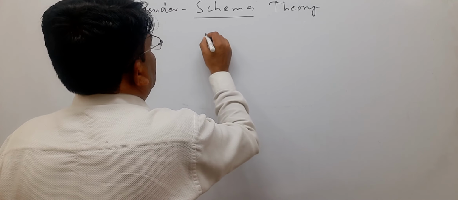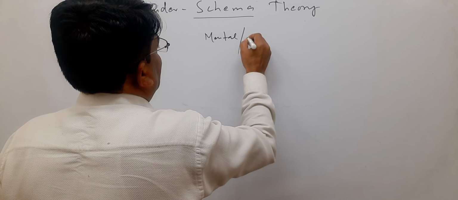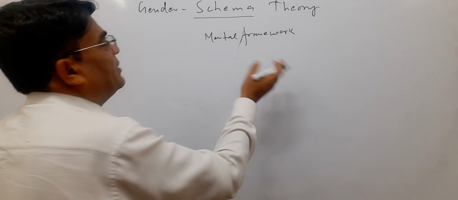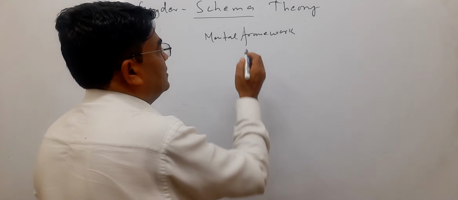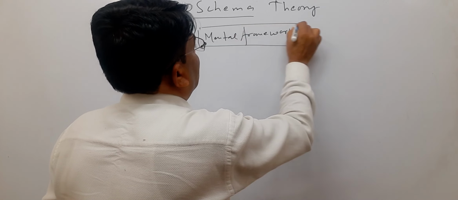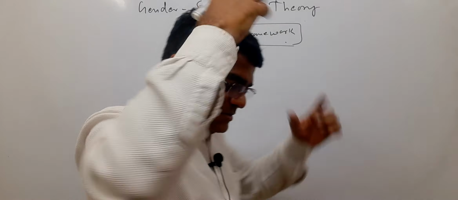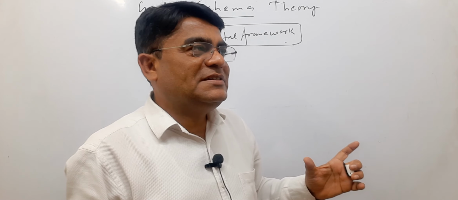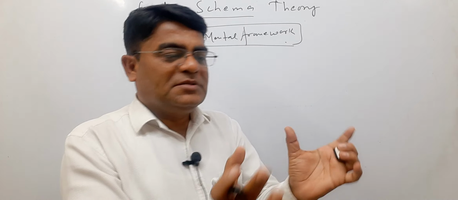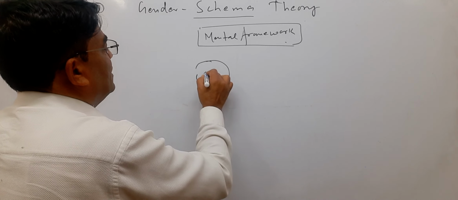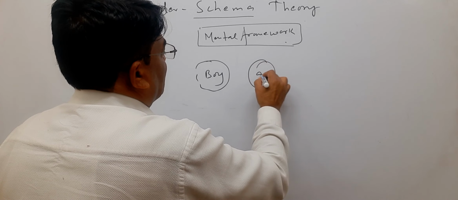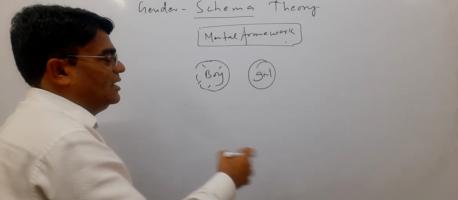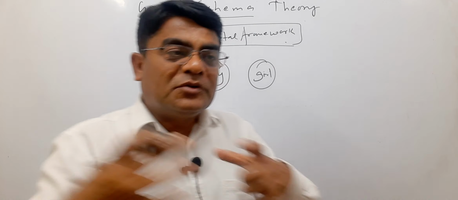So schema is nothing but a mental framework. Some people may say cognitive framework, yes. Knowledge framework, yes, that helps us to understand something. So we have a knowledge schema for gender also. What does it mean when I say girl and boy? There is a knowledge framework there. Suppose this is the boy framework and this is the girl framework. So in this framework, boys are like that, boys do this thing, boys do not do this thing.